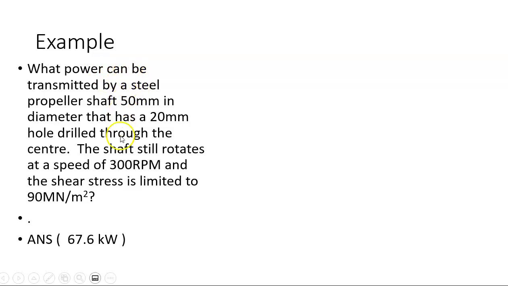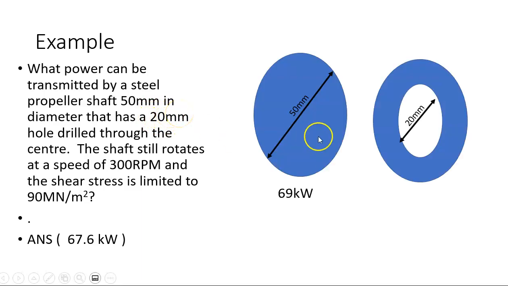Right, so everything is the same from example 2 with the exception of this hole drilled through the center of the shaft. So when we looked at example 2, where we had a 50 millimeter solid shaft, we saw that we could transmit 69 kilowatts of power. In this example, we have drilled a 20 millimeter hole through the center of the shaft. So, proportionately a large hole in the shaft, and we're going to calculate how much power can be transmitted.